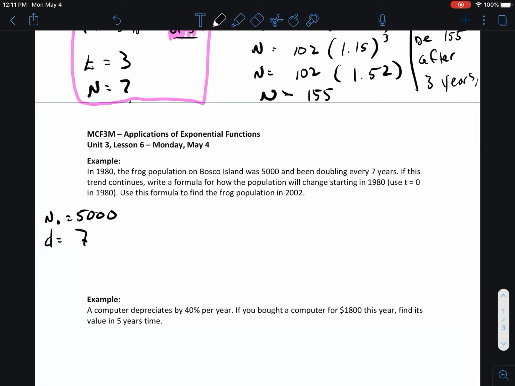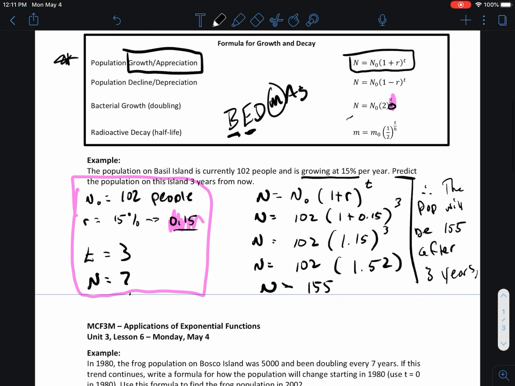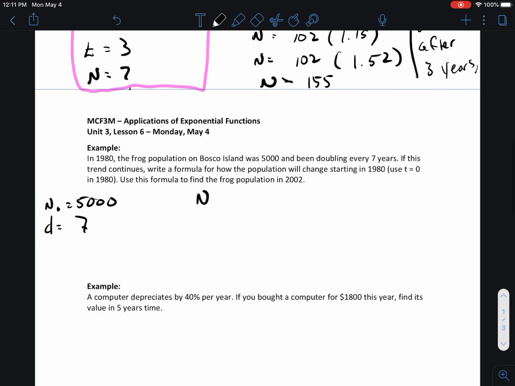So ultimately we're going to try and figure out what the population is going to be in 2002, okay? And I know it's a doubling equation because it's talking about that, right? So it's this one, okay? So n is equal to n naught multiplied by 2, or the doubling factor, right? And then in the exponent, you still have to write down the t and the d. Well, what's the t? The t is going to be the difference between 2002 minus 1980.